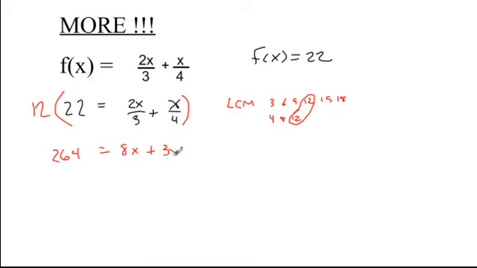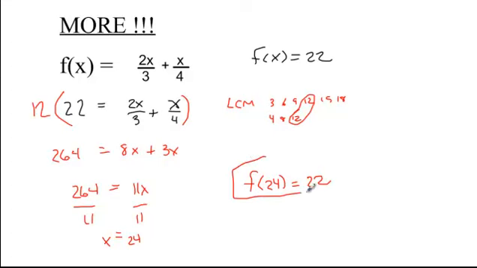On the right side, you have like terms. You combine them. 11x equals 264. Divide both sides by 11, and we get x is equal to 24. So that means that f of 24 is equal to 22. f of 24 is equal to 22. So that's different. This time I gave you the output, and you had to see what the input was. You had to solve for x.